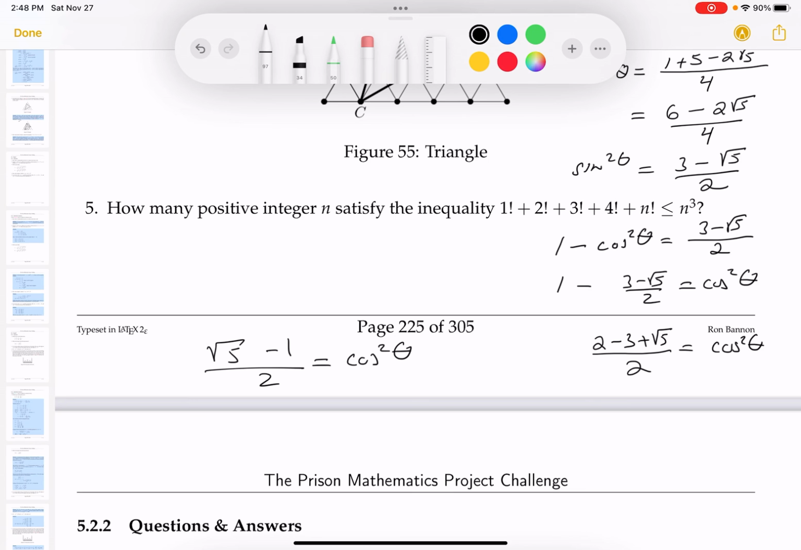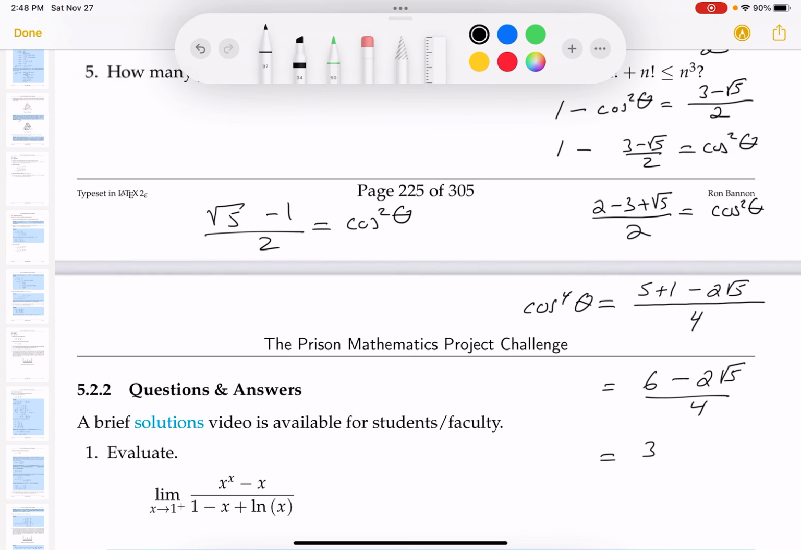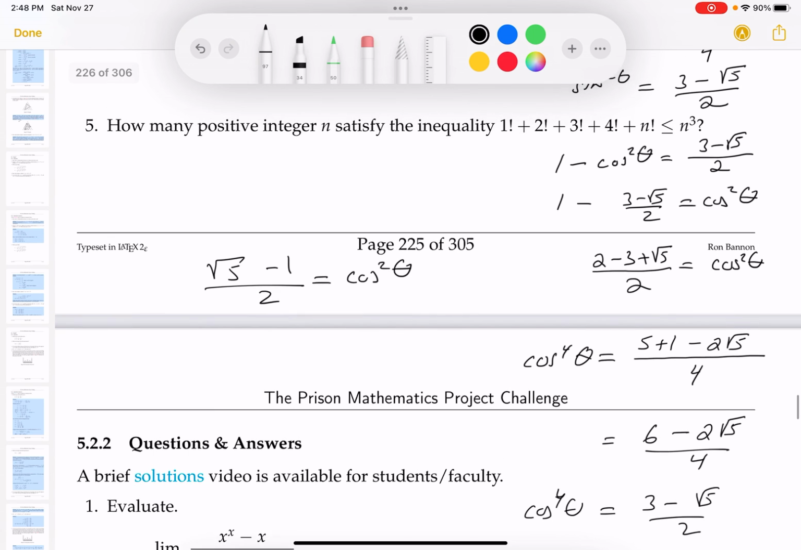Now someone says, you didn't want that, you want the cosine 4. Well, I can do that now. So cosine 4 theta would be, let's square that number. What do you get in the bottom? 4. On the top, you would get 5 plus 1 minus 2 root 5. I got to simplify that. And that would give you 6 minus 2 root 5 over 4. Or this would turn out to be 3 minus root 5 over 2. And this is what the cosine 4th power is. So 3 minus root 5 over 2.